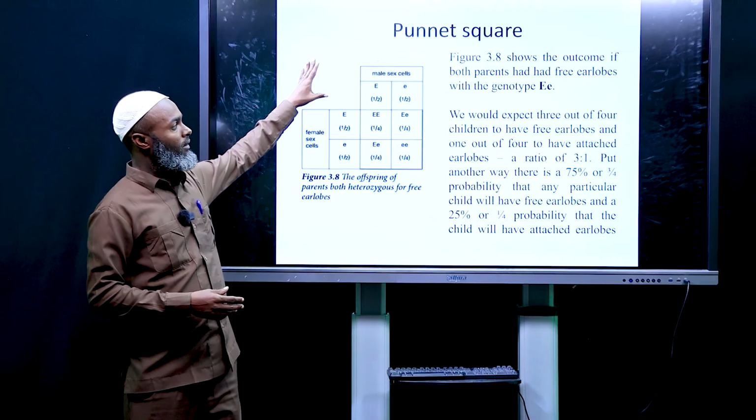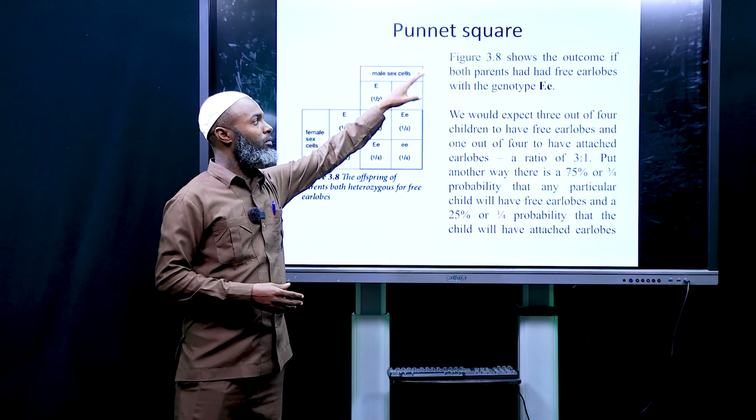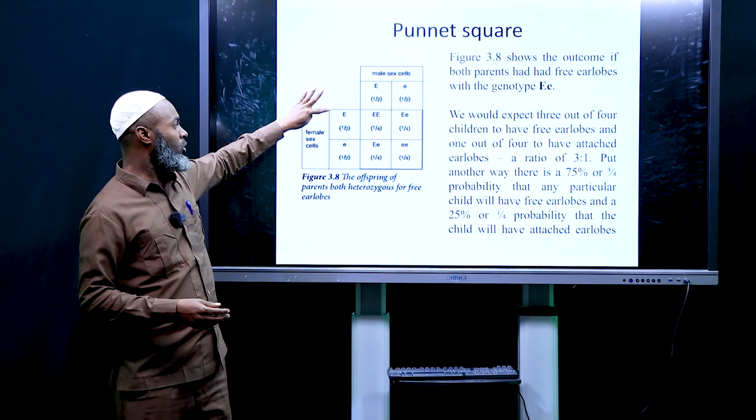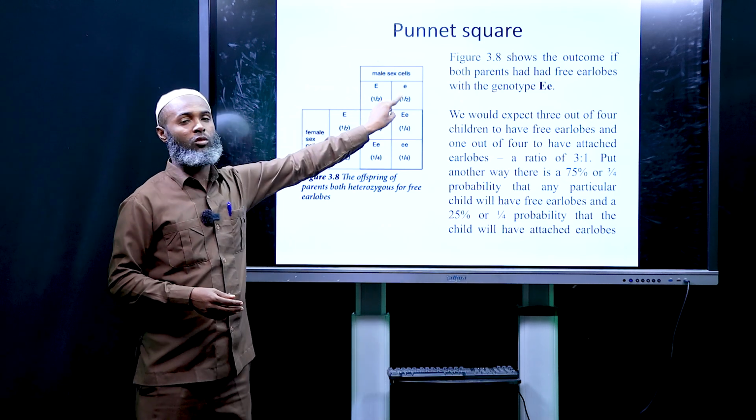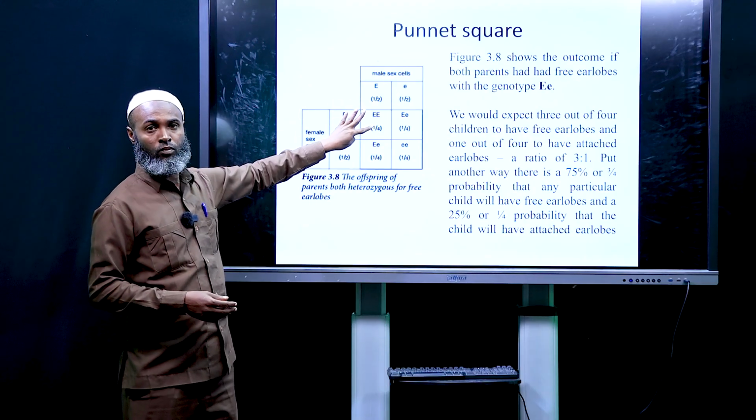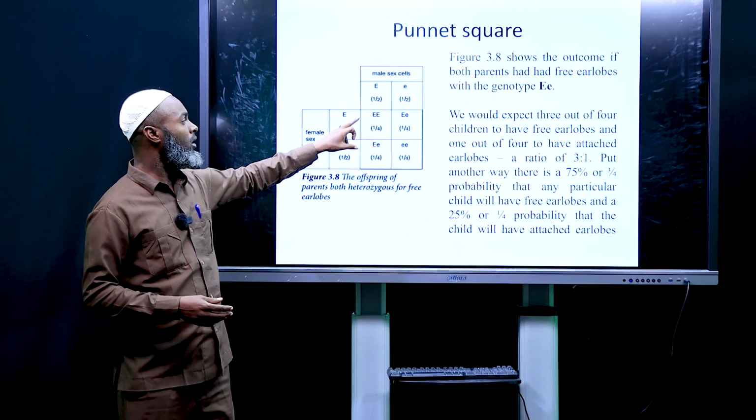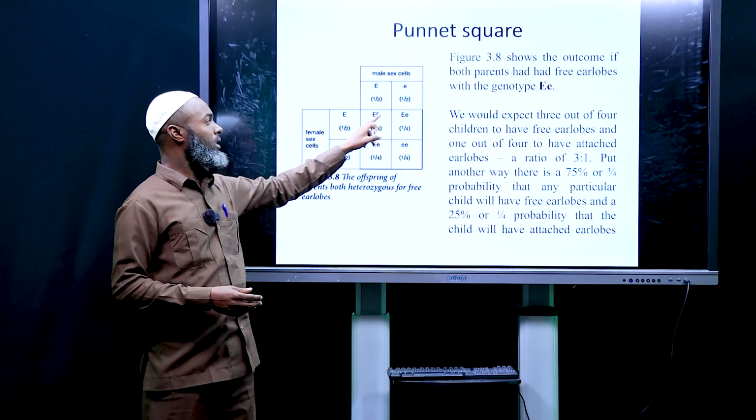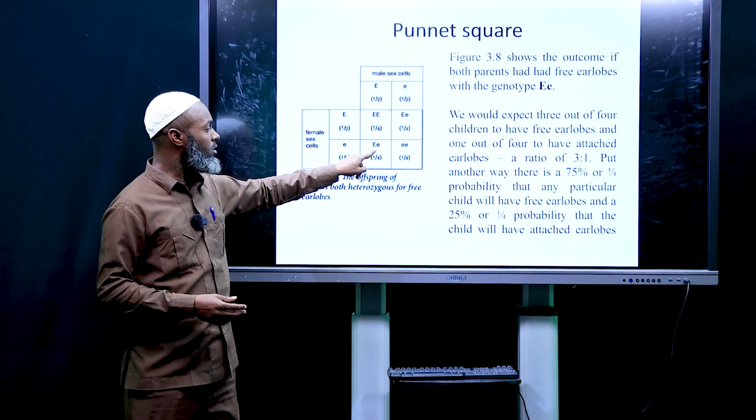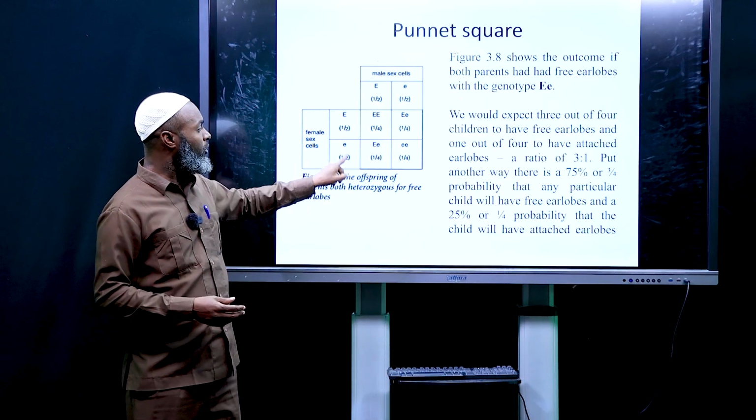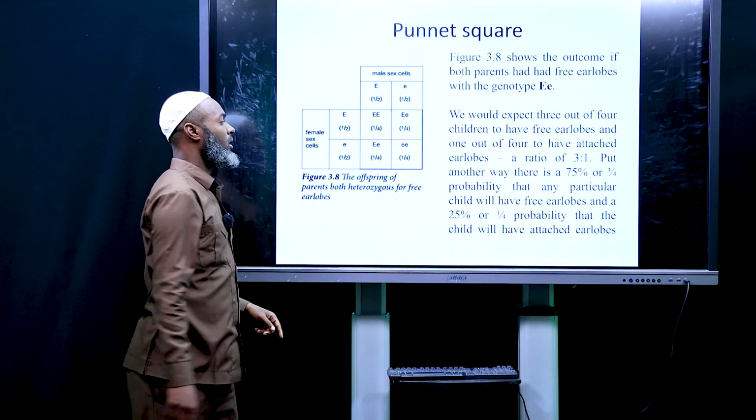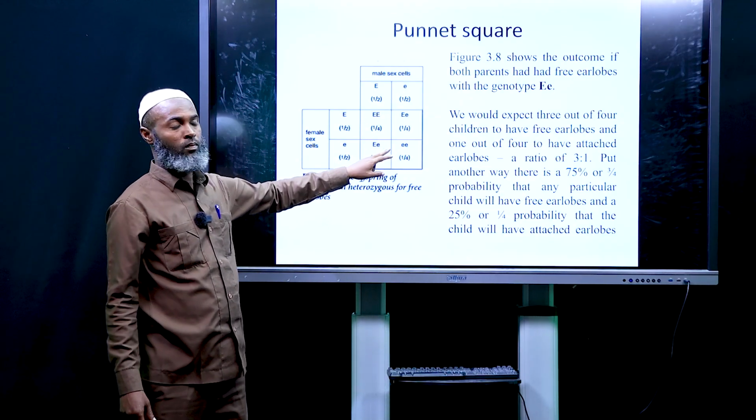This figure shows the outcome if both parents had free earlobe with the genotype Ee. So you put capital E, small e, capital E, small e. Then in the first box you get two capital E's, the second box capital E, small e, and the third capital E, small e again, and in the fourth and last, two small e's, small e from here and small e from here.